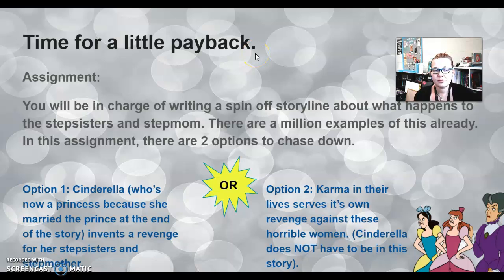So here you have one option, where Cinderella is now a princess, obviously, and she sort of has a hand in the revenge. So maybe her stepsisters and mother now come to the palace, and they're maybe her servants. Or option two, karma happens all on its own. Cinderella really isn't involved. Maybe the stepsisters and mom are still hanging out in that castle, and the animals that helped her sort of turn on them and make their life a little difficult. So however you want to work that, I'm cool with it.